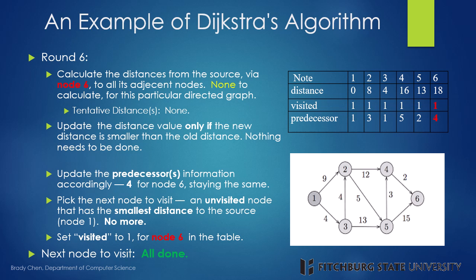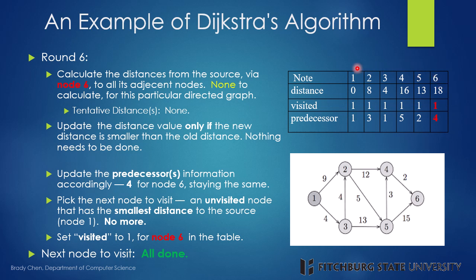And also you choose the next to visit, and you will find the unvisited node with the smallest distance. In this case, you visit number 6, and the distance is 4 from 4, and there are no more. So the last step is visited, no more nodes, and then all done. So you're done.